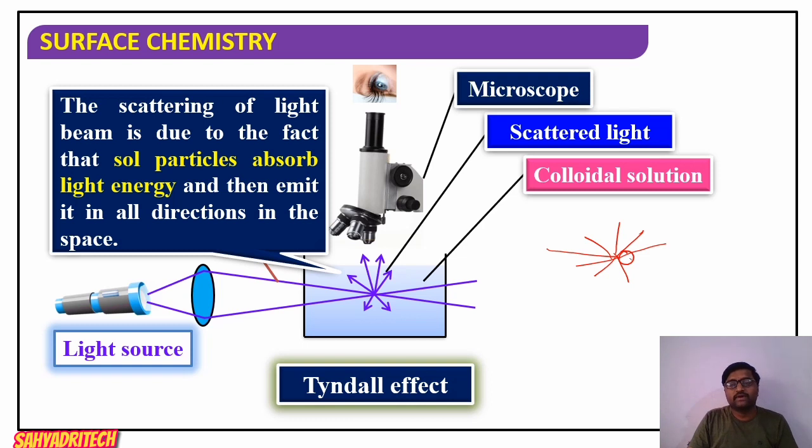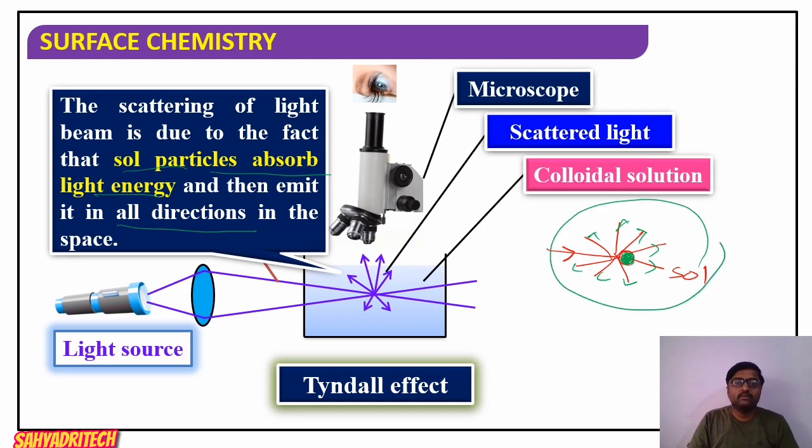If I consider this a sol particle, whenever light radiation hits the sol particle, part of the radiation is absorbed and the remainder is scattered in all directions. So we say sol particles absorb light energy and then emit it in all directions. Therefore we observe scattering of light. This phenomenon is considered the Tyndall effect.